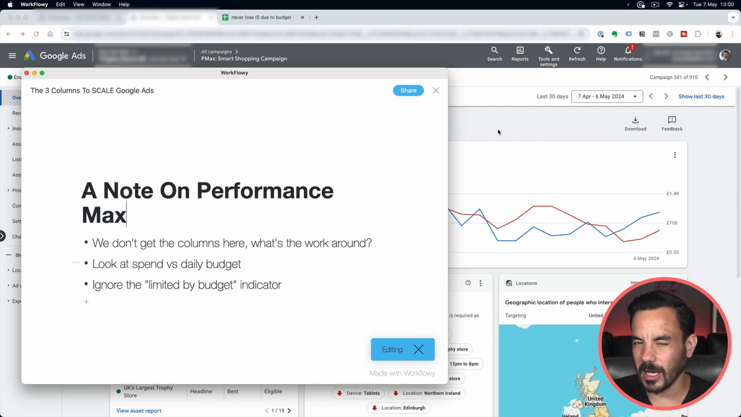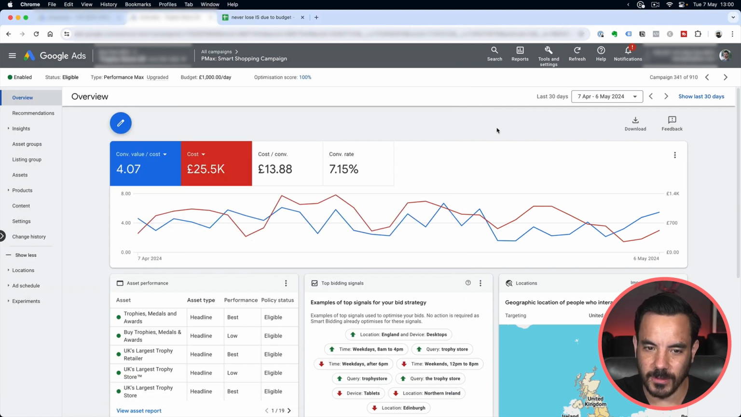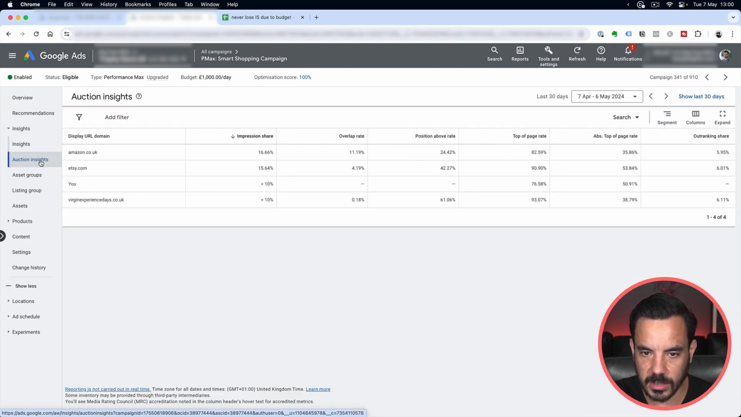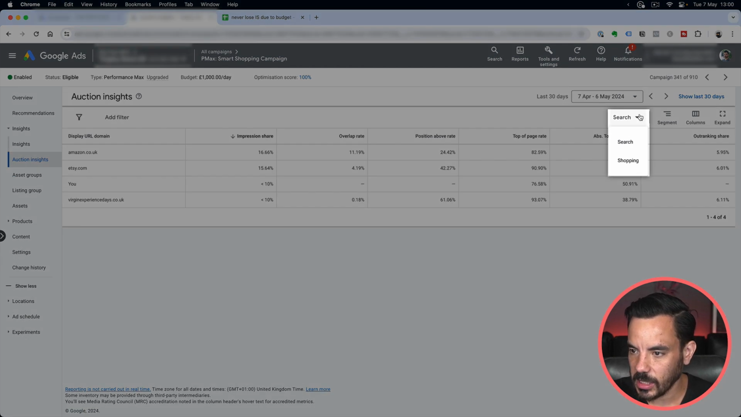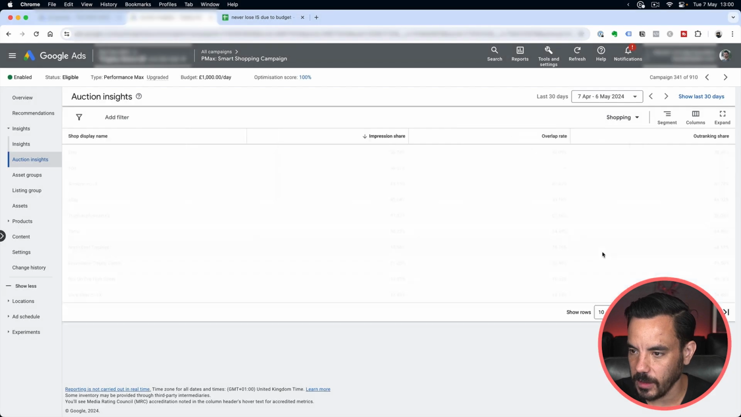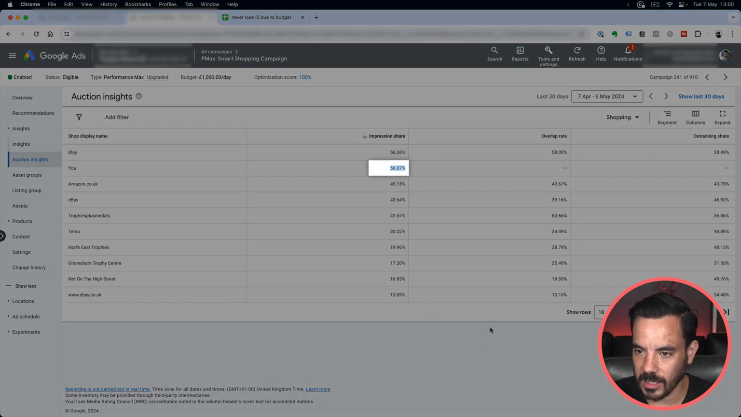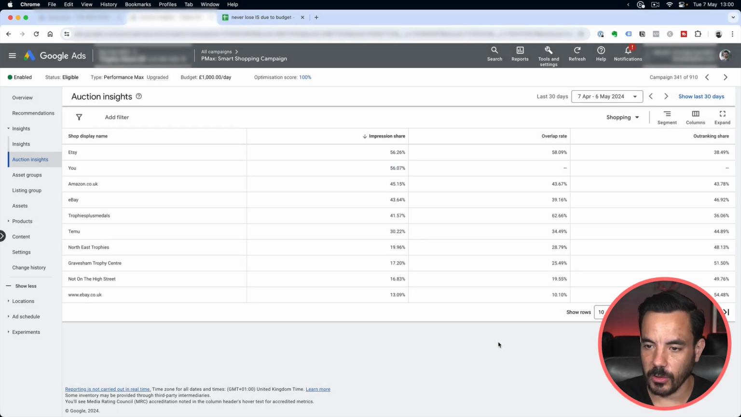Okay, so Performance Max is a little bit different. Now you can see a bit of impression share data in Performance Max, and you can see that by coming into your Performance Max campaign and going down to Insights, and then Auction Insights, and within the Auction Insights section, you've got a selector that says search or shopping. So you can flip between the two campaign types, and then you can actually see your impression share. We can see here that this PMax campaign gets 56% impression share in shopping. Not terrible, not bad.